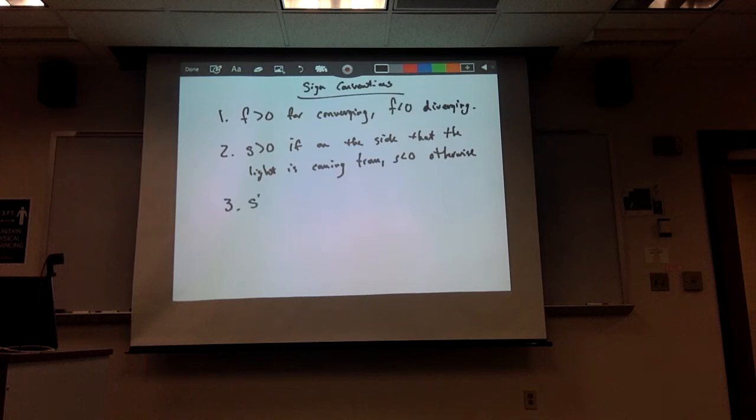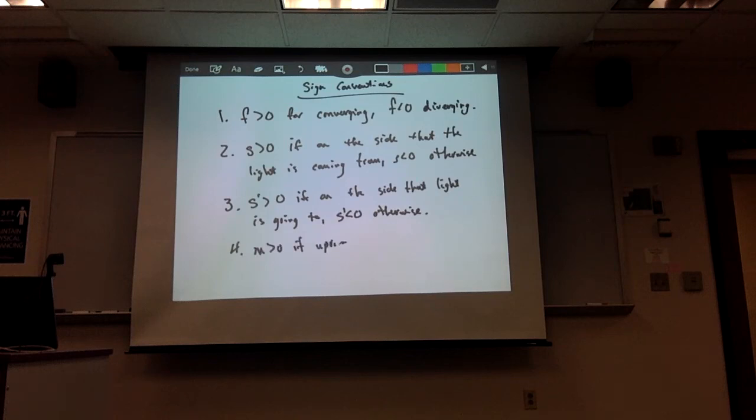And then the image distance will be positive if on the side that light is going to, negative otherwise. And finally, number 4, magnification is positive if upright and negative if inverted.